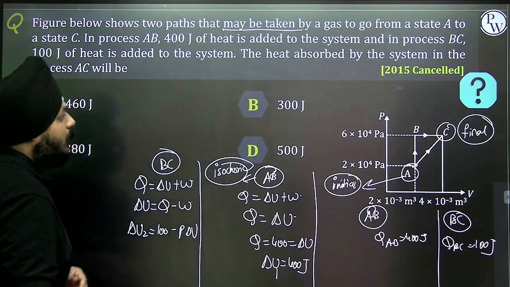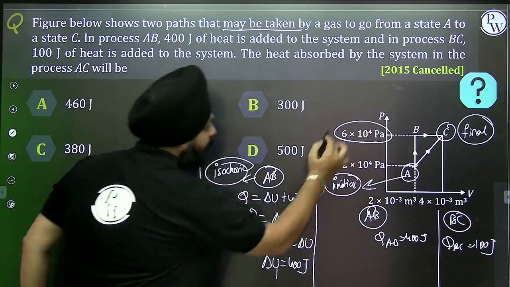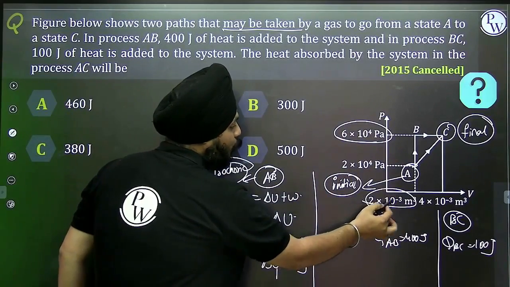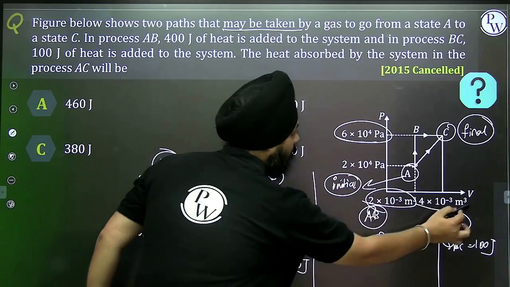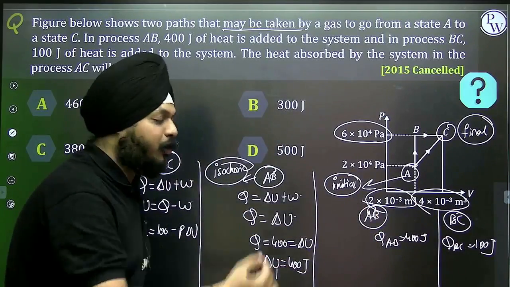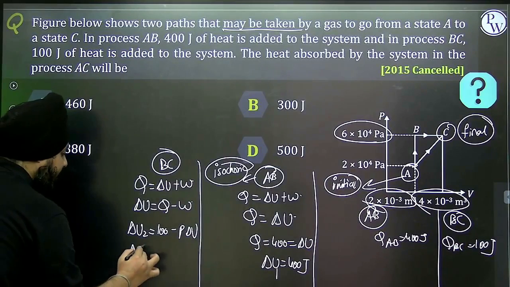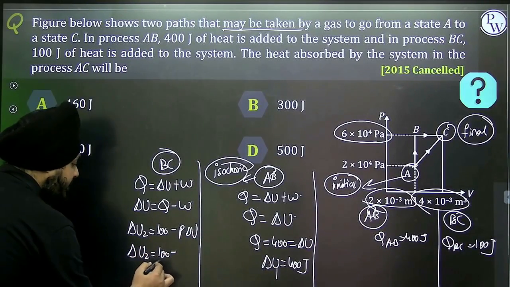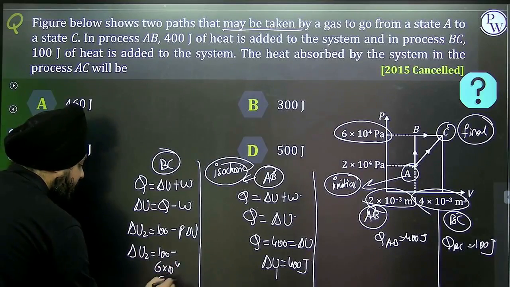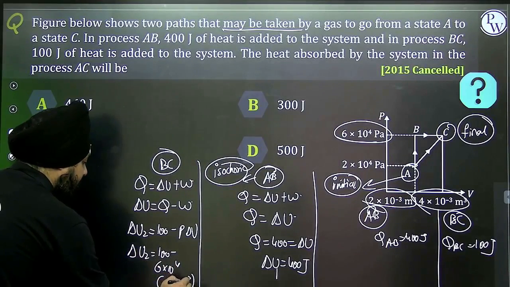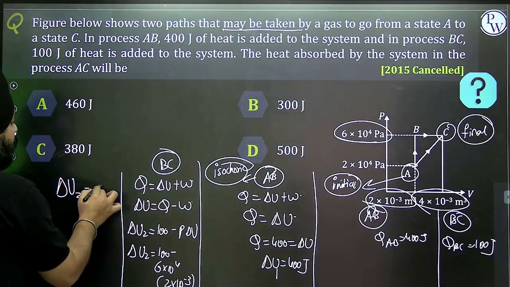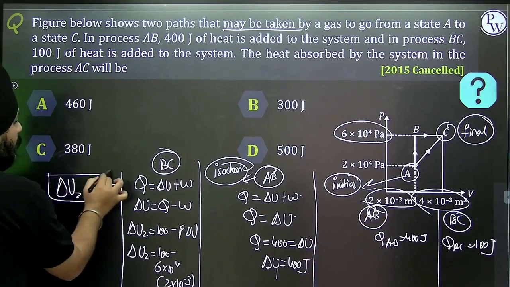Right? So what is the constant pressure? 6 into 10 to the power 4. What is the change in volume? Volume is changing from 2 into 10 to the power minus 3 to a final volume of 4 into 10 to the power minus 3. So here delta U2 is equal to 100 minus, what is the pressure? 6 into 10 to the power 4. What is the change in volume? 2 into 10 to the power minus 3. So here the change in internal energy in the second process is minus 20 joule.